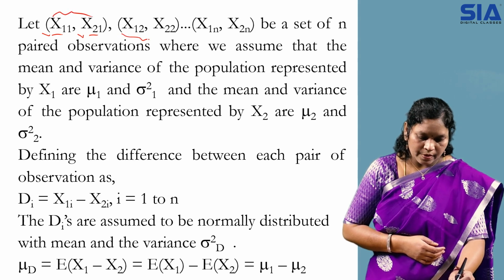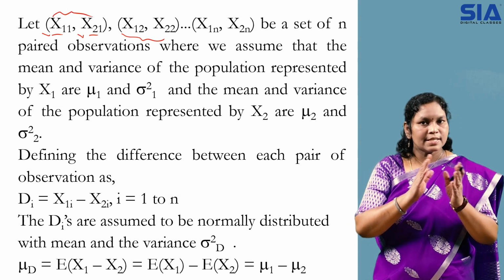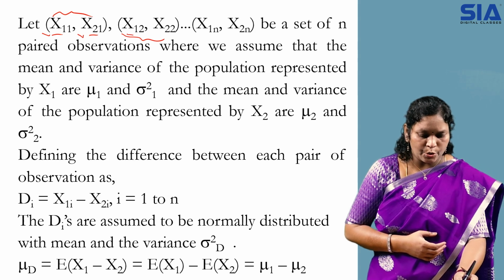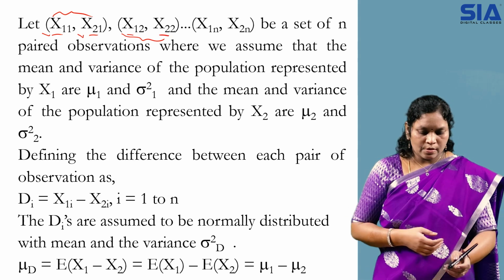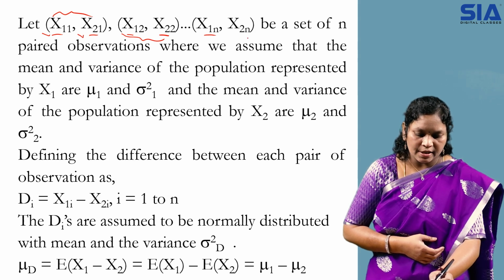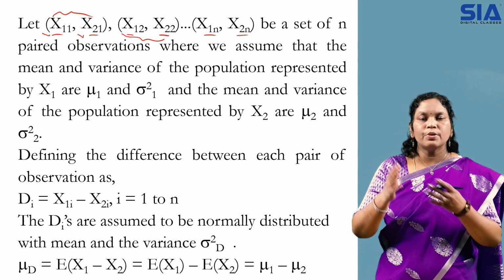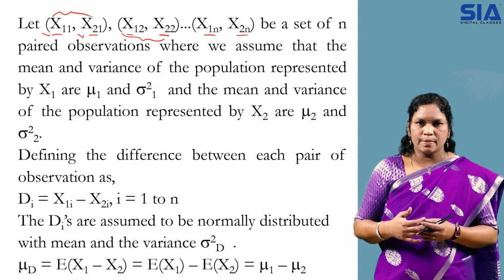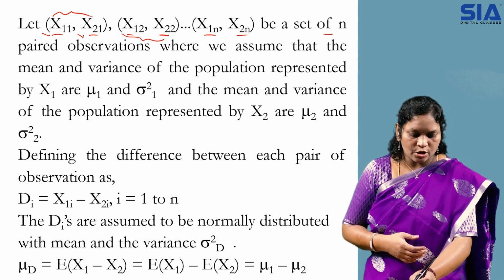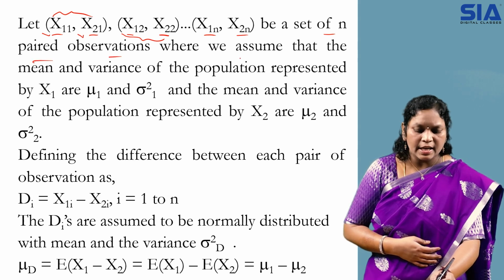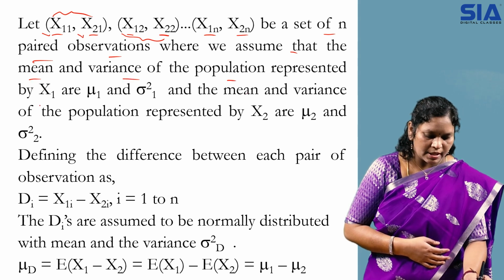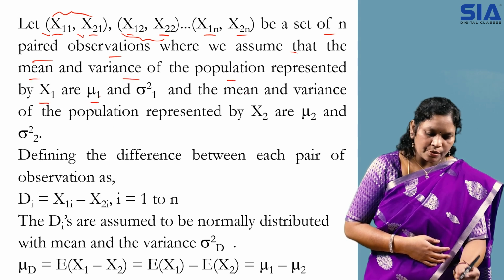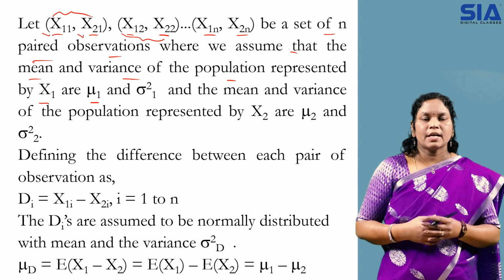Next, the second pair of observations: from the first set, the second value x12, and from the second set, the second value x22. So on up to x1n, x2n. So up to n terms you are considering pairs of observations. Then we have a set of n paired observations, where we assume the mean and variance of the population represented by x1 are mu1. So we are considering means and variances.